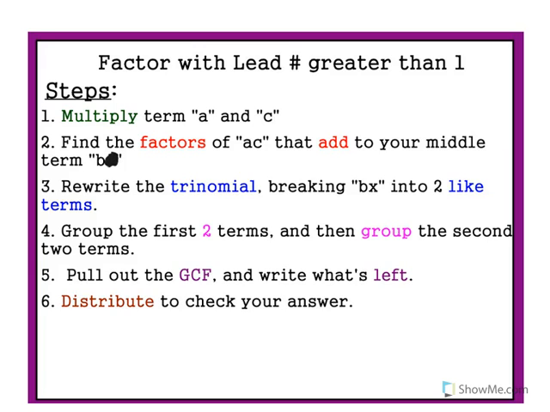Then we're going to rewrite the trinomial, breaking that middle term into two like terms. And that'll make sense, I promise, as soon as I show you. The next step we'll do from a previous lesson is we're going to group the first two terms, and then we'll group the second two terms. We'll pull out the GCFs for each one and write what's left over. We can then distribute to check our answer. Take a moment, pause the video so that you have all of those steps written down. Move on only when you're ready.